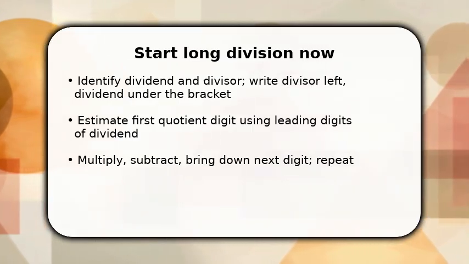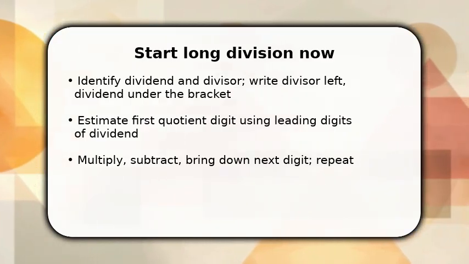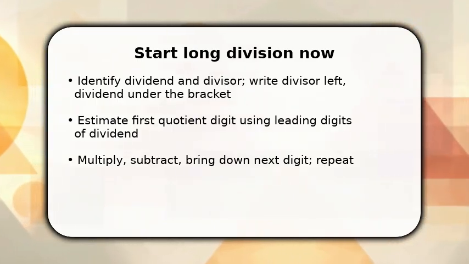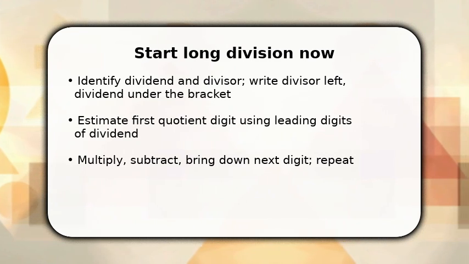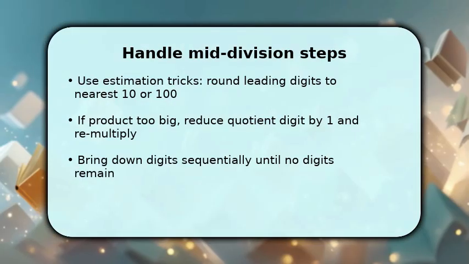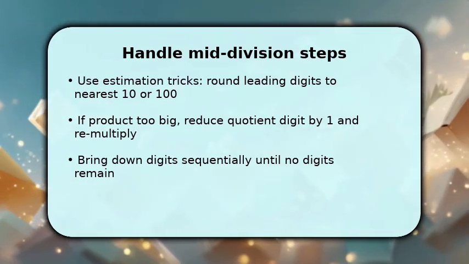Once done, multiply the divisor by that digit, subtract the result from the chosen group, and bring down the next digit so you have a new partial dividend ready for the next cycle. You continue by using quick estimation. Round the current partial dividend's leading digits to make a mental division, then refine the quotient digit as needed.